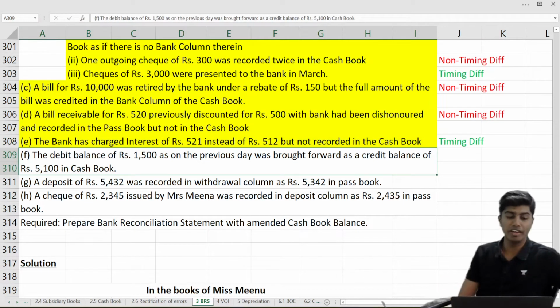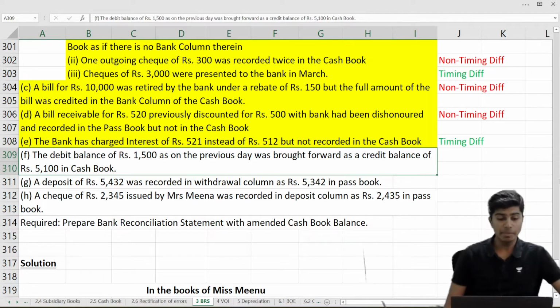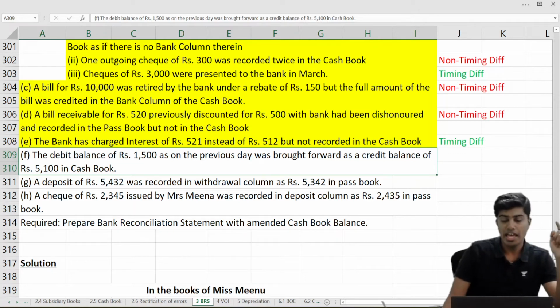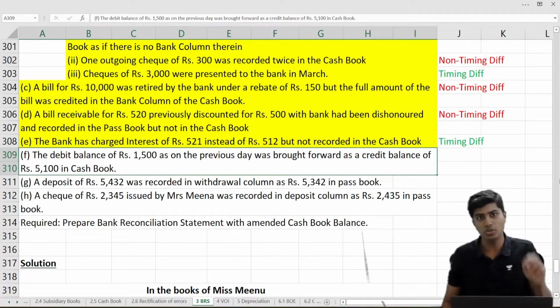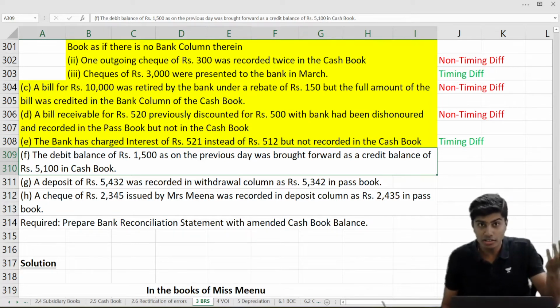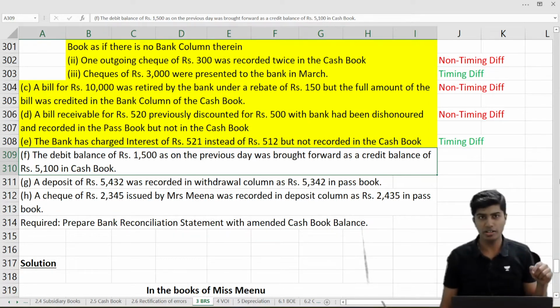Chalo, let's go to F. A debit balance of rupees 1500 as on the previous day. Debit balance is favorable balance. It has been brought forward as credit balance of 5100. The correct balance is debit balance of 1500. They should have written debit balance 1500. They have not written, so we should write on the debit side 1500 now. It's a receipt of 1500.